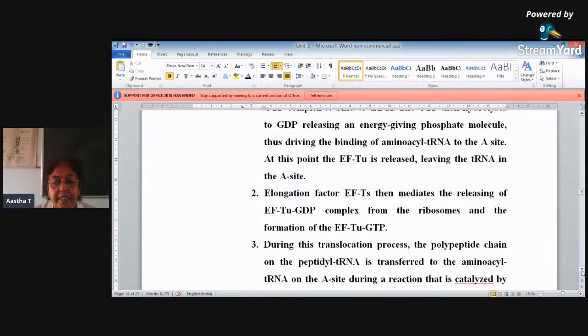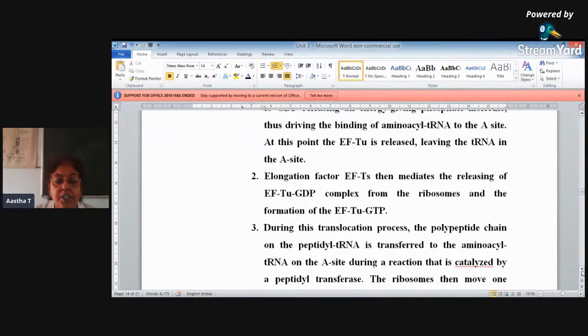Elongation factor Ts helps in releasing the elongation factor Tu and GDP complex from the ribosomes, and it helps in the formation of elongation factor Tu-GTP.